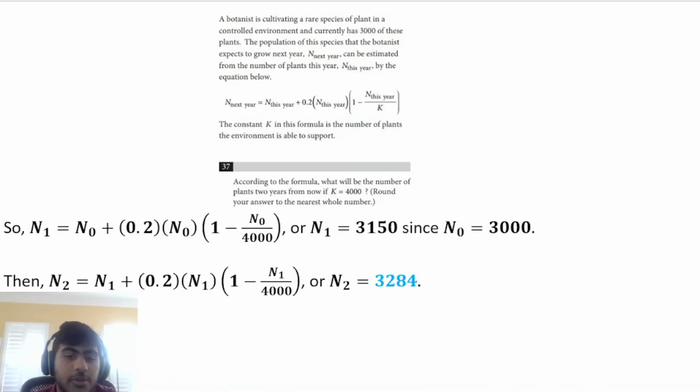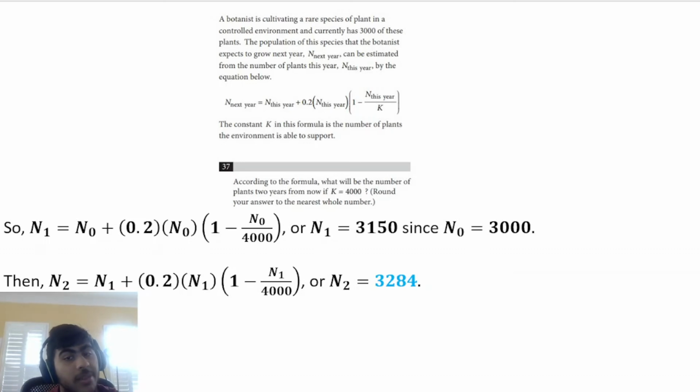Well, K equals 4,000, then we can just rewrite this to be N1, right? So the plants 1 year from now is N1 equals N0, which is right now, plus 0.2 N0 times 1 minus N0 over 4,000, which is going to give N1 equals 3,150, since N0 equals 3,000.